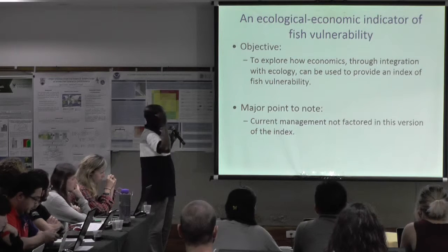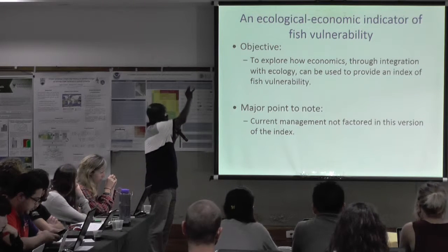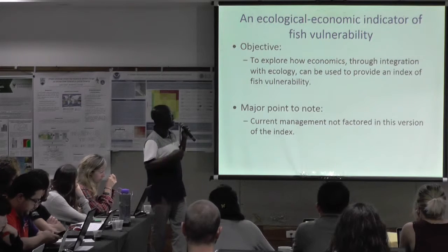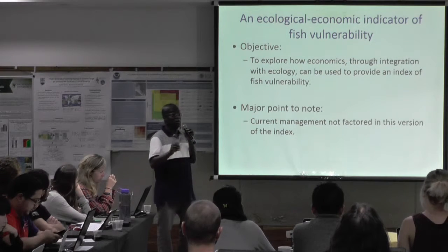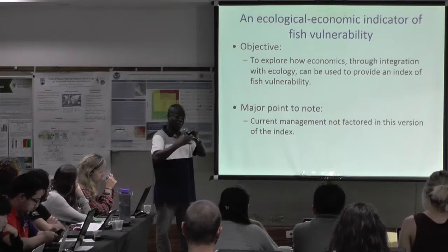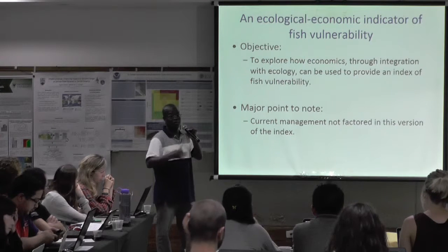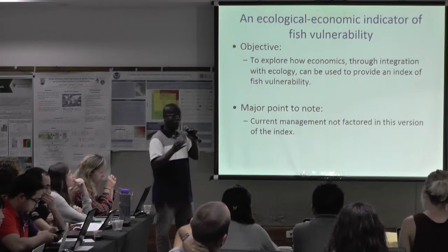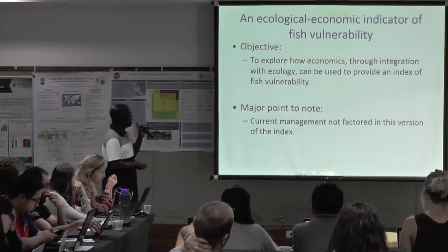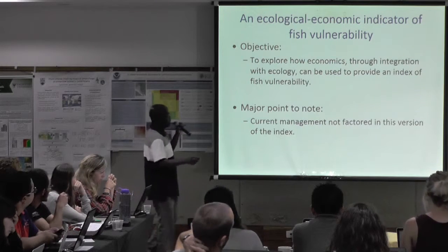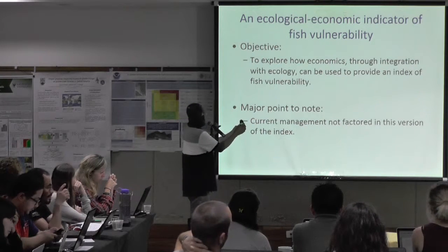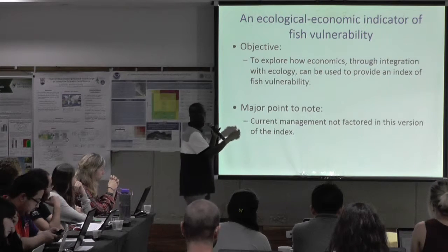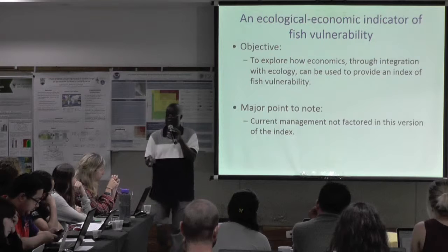I'll show you. What I'm going to do is combine this information with other information to develop what we call an ecological economic indicator of fish vulnerability. We are looking at biology and the economics. Usually vulnerability is checked using biology, but if you bring in the economics, it actually changes the picture a lot. Just something to note here, I'm looking at ecosystems without taking current management into consideration.